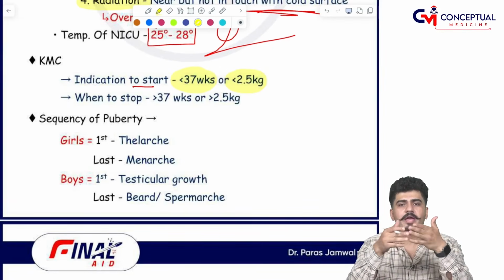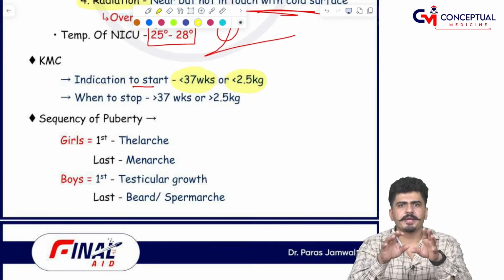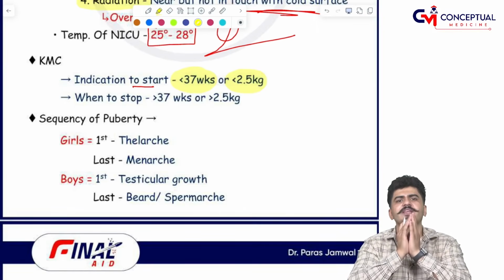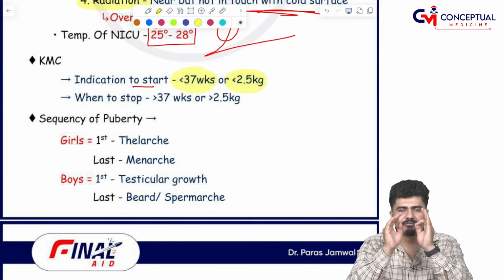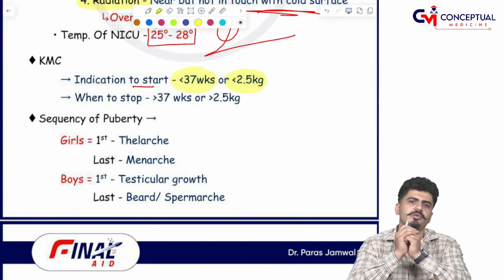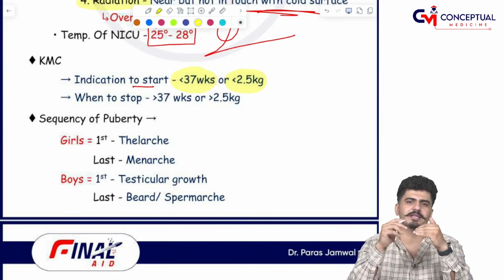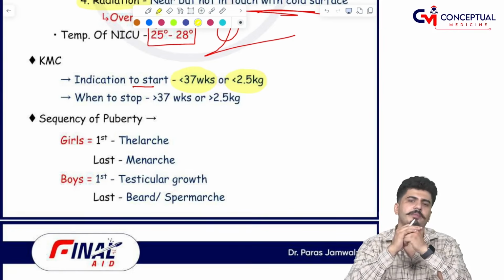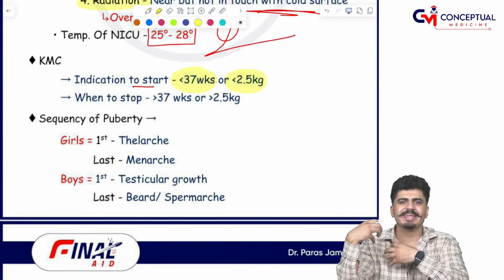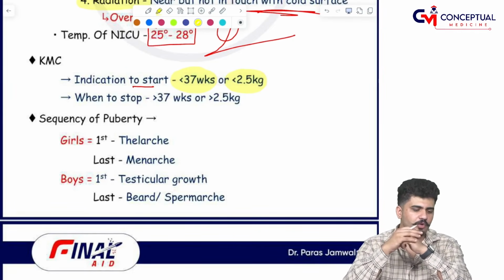When to stop? How to do it? Stopping is when weight is more than 2.5 kg or the age of the baby is more than 37 weeks. And how is it given? Skin to skin contact is given to the baby so that the mother's heat can be given to the newborn baby.